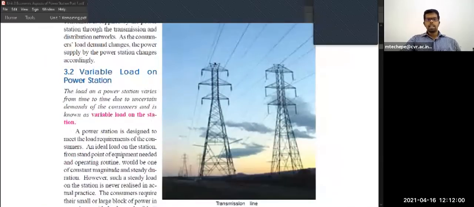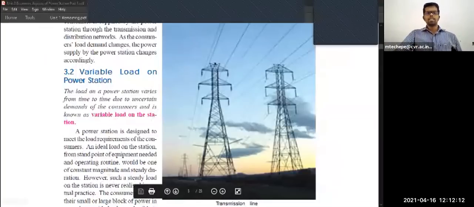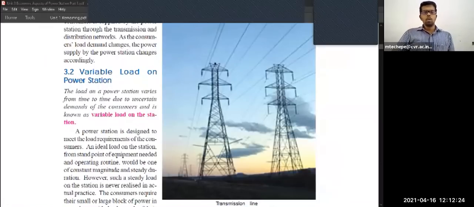If you see a variable load on a power system, as I said, the load on the power system varies from time to time due to uncertain demands of the consumers. That is known as variable load on a power station. So we can't predict the load on the power station, that at this time it will be this much megawatt. We can't predict it. It may vary like anything.